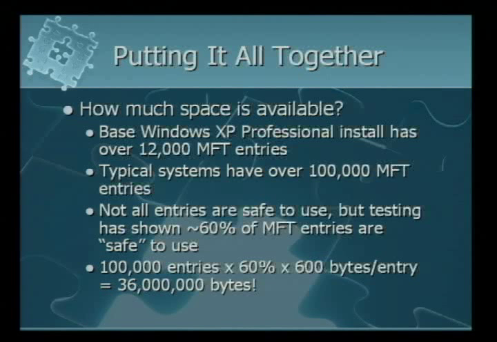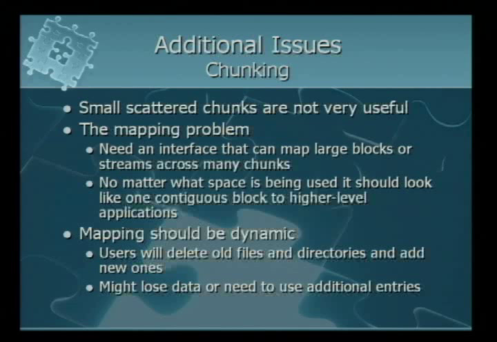And looking at the case we're looking at, we want to look at the slack space hiding, then the attributes. So we're talking about 600 bytes per entry, 100,000 entries, at 60% of them we'd consider safe enough to store data in. That gives us 36 megabytes of hidden storage on an average NTFS drive. That's a lot of storage for something that you can't see, or most people can't see. But there's still a few issues about actually implementing this and getting this to work.